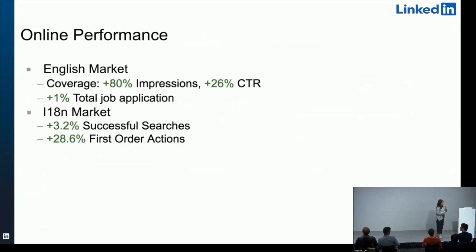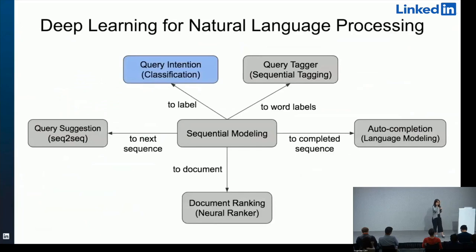We also want to show some online performance here. For the English market, we see great coverage. We have impression and click-through rate gains. Similar trends are also observed in the internationalization market, that's I18N. And we see increases in successful searches as well as first order actions. So that's pretty much it about the query suggestion.